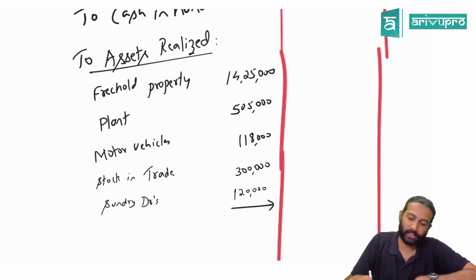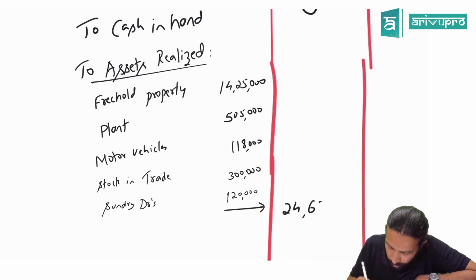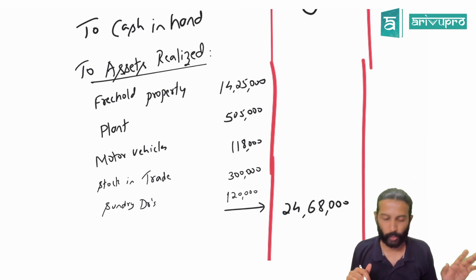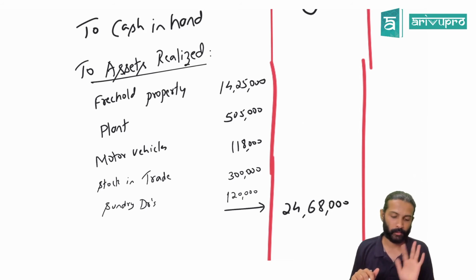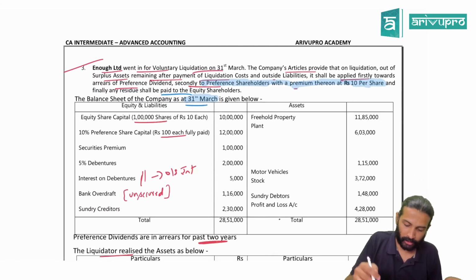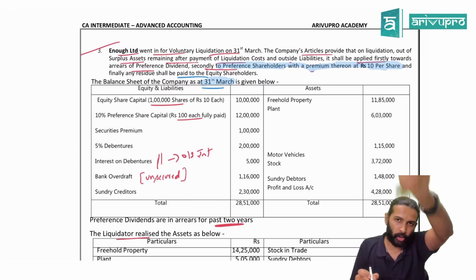So add all of this. 24 lakh 68,000 is the value of the assets realized by the liquidator. Manageable. This is your receipt. Now check the question, sir. All the receipt side data we have covered. So now on the payments, I gave you the order of payment already.